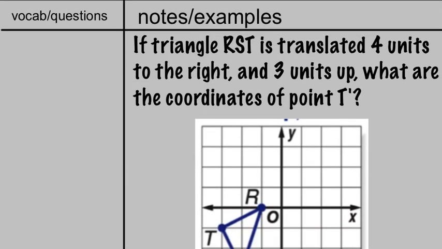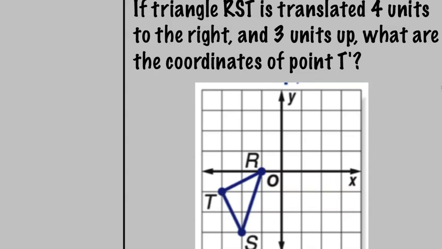do is slide it over. So these should be pretty easy. These were a few of those problems I said that I wanted to get to the more challenging right away and then come back to this. But here, this says to translate it 4 units to the right, 3 units up.